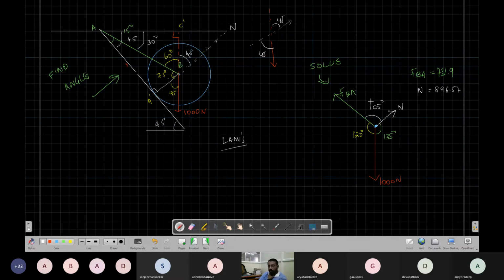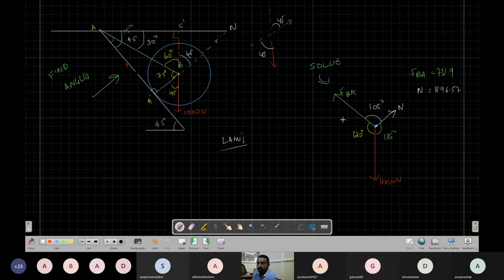Lami's theorem is applicable when there are three concurrent coplanar forces and the forces are in equilibrium. So it is in equilibrium. There are three forces. They are acting in the same plane, so they are coplanar. We can assume them to be acting at a single point, so they are concurrent.